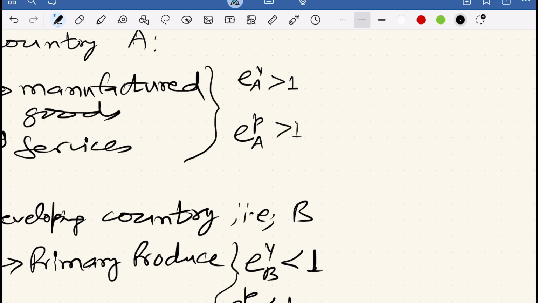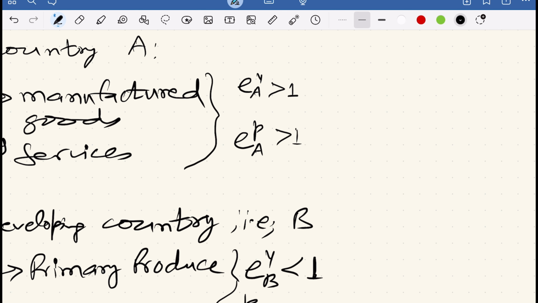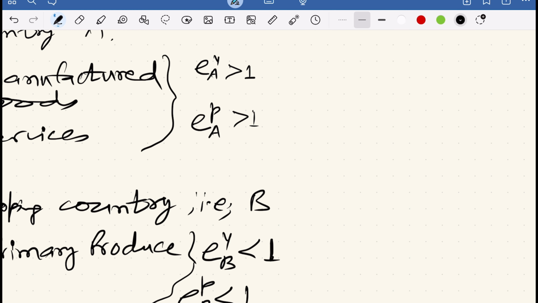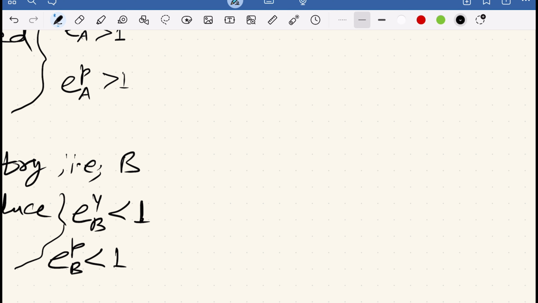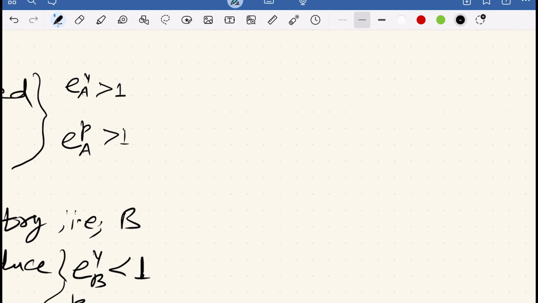Now, how do we know that the income elasticity of demand for goods of country A is more than one, while that for country B is less than one? So here we require one concept that is called Engel's law. So let us talk about Engel's law. So what I am going to do, I am going to partition it like this. Okay. So now Engel's law.